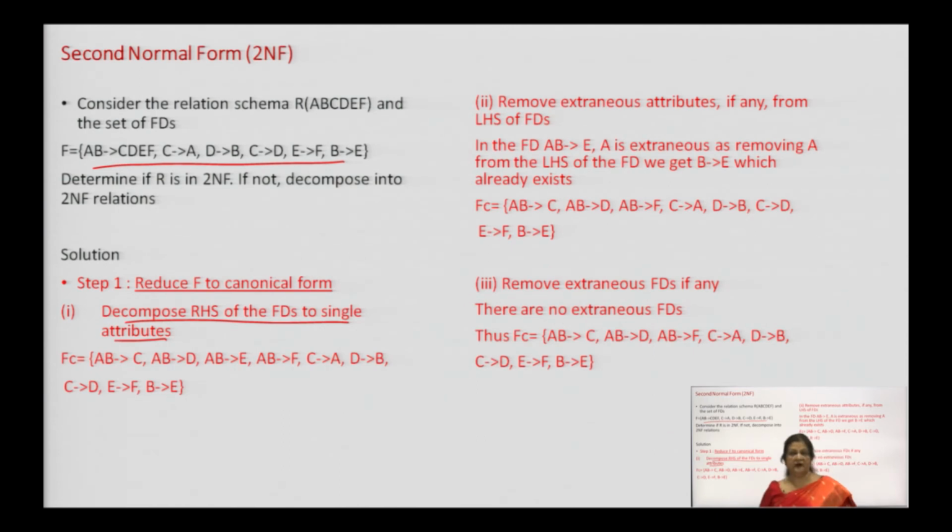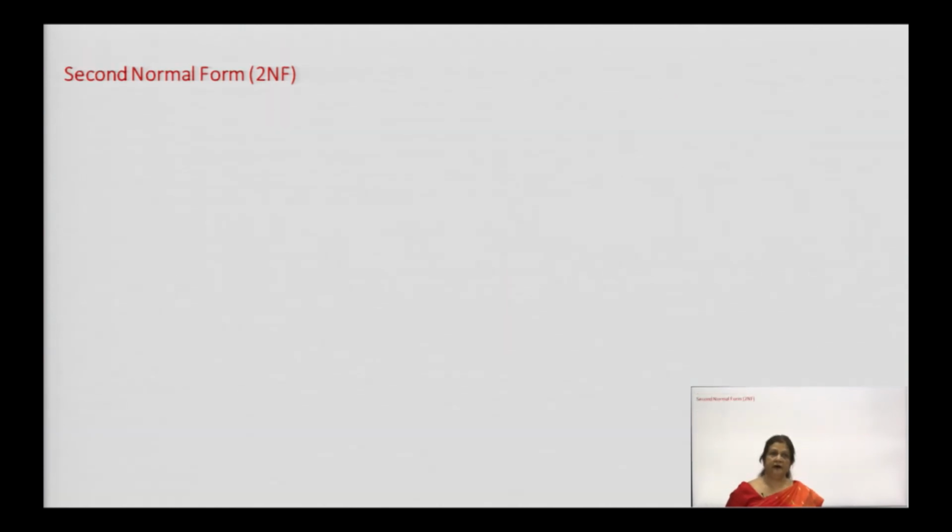Remove the extraneous attributes if any. Yes, in the FD AB to E, A is extraneous, because if I remove A, I still have B to E. So, the canonical cover is this, that is, AB to E is removed. Remove the extraneous functional dependencies if any. There are no extraneous functional dependencies, hence this is the canonical form of the given set of functional dependencies.